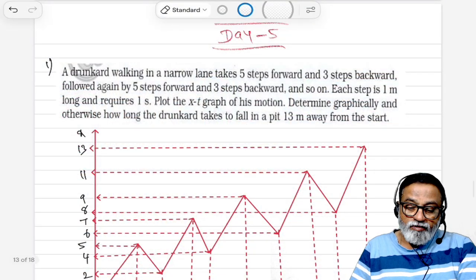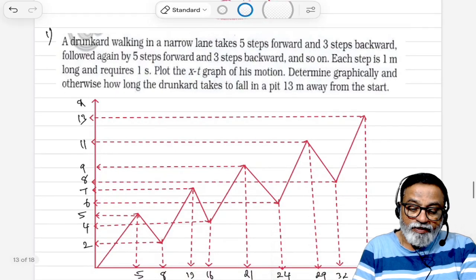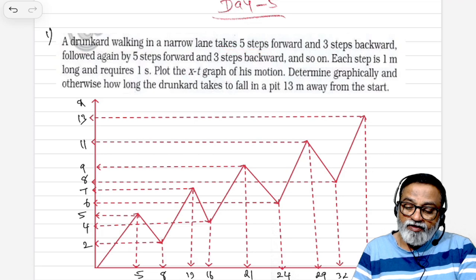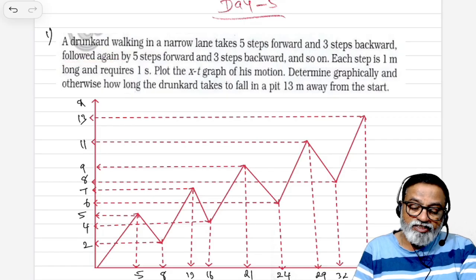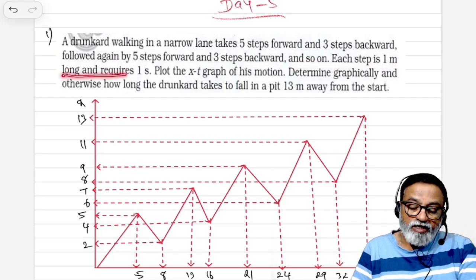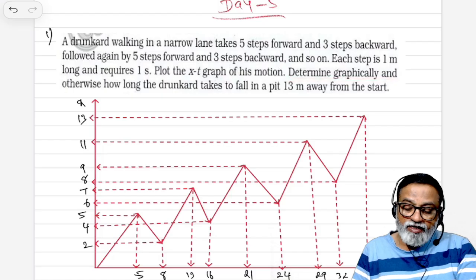See here. A drunkard walking in a narrow lane takes 5 steps forward and 3 steps backward, followed again by 5 steps forward and 3 steps backward, and so on. Each step is 1 meter long and requires 1 second. Plot the x-t graph of his motion. Determine graphically and otherwise how long the drunkard takes to fall into a pit 13 meters away from the start.